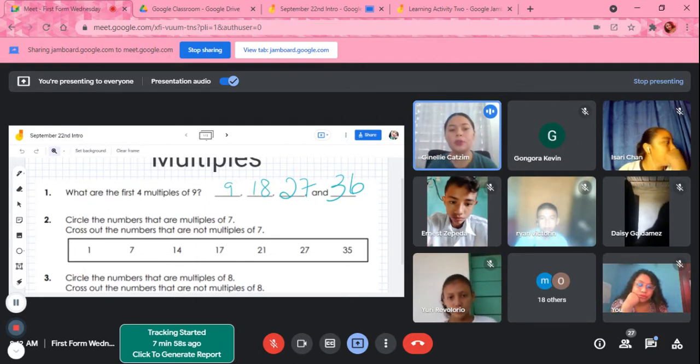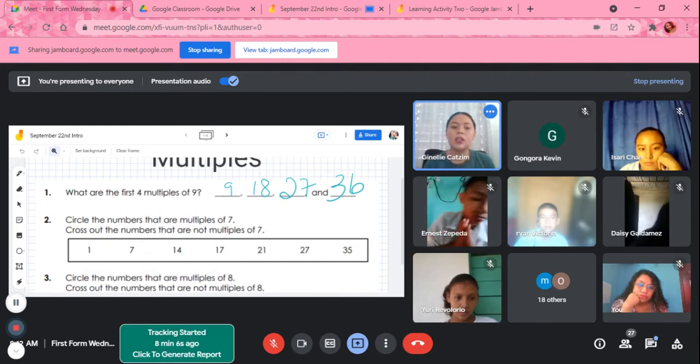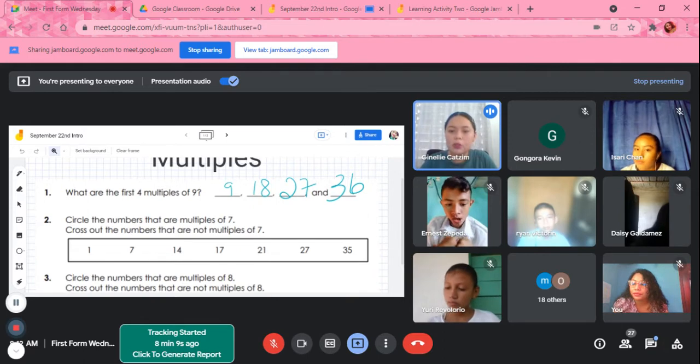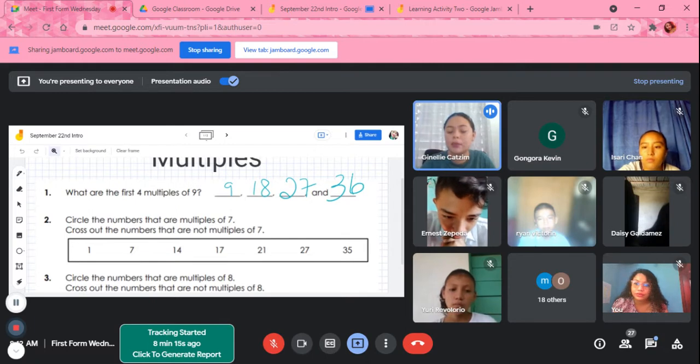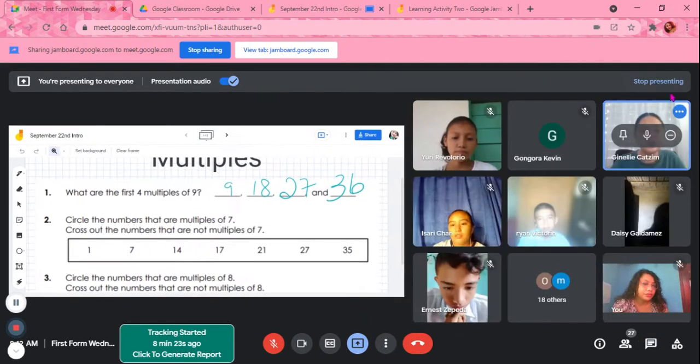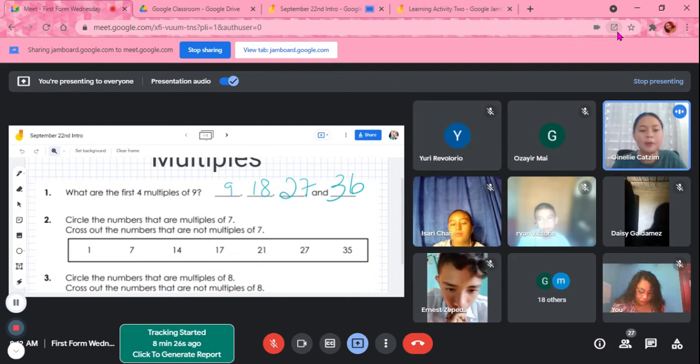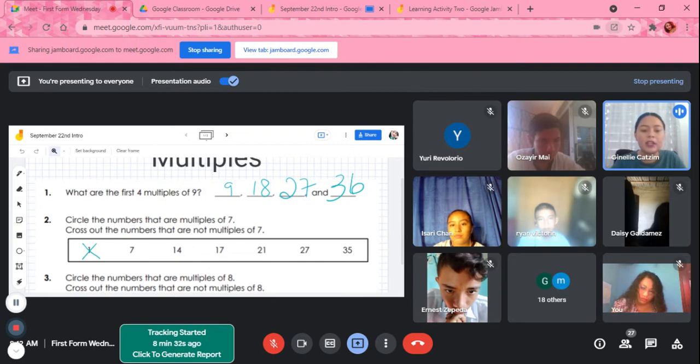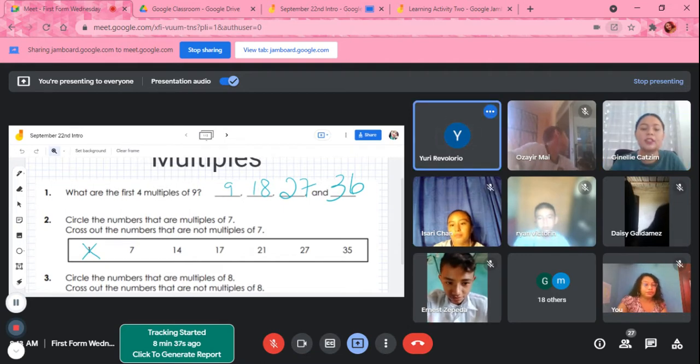Now we have number 2. Circle the numbers that are multiples of 7 and cross out the numbers that are not multiples of 7. So if we know that to get the multiples, we must multiply by another number, is 1 a multiple of 7? No, miss. No, that's a factor, right? That's not a multiple. So we cross out that one. Now, is 7 a multiple of 7? Yes, miss. Yes, very good.